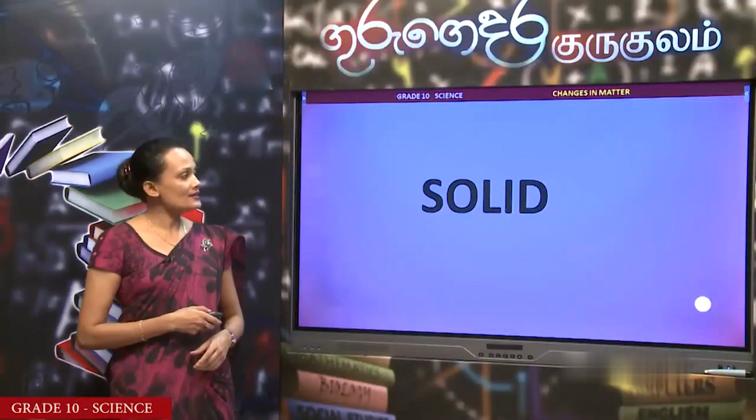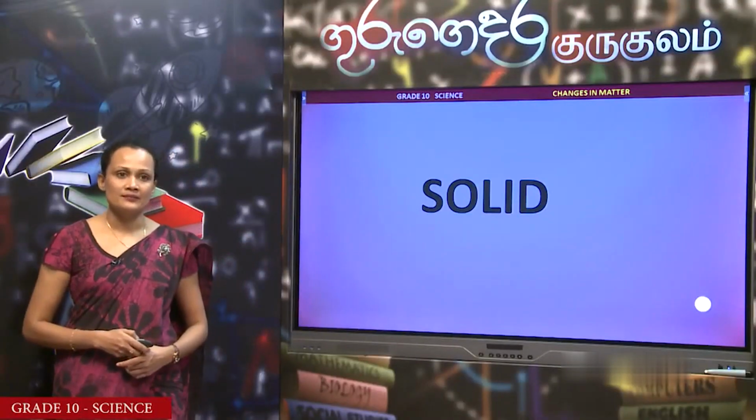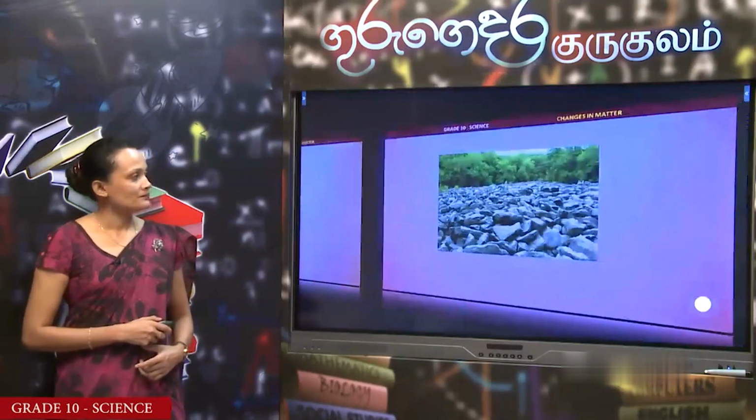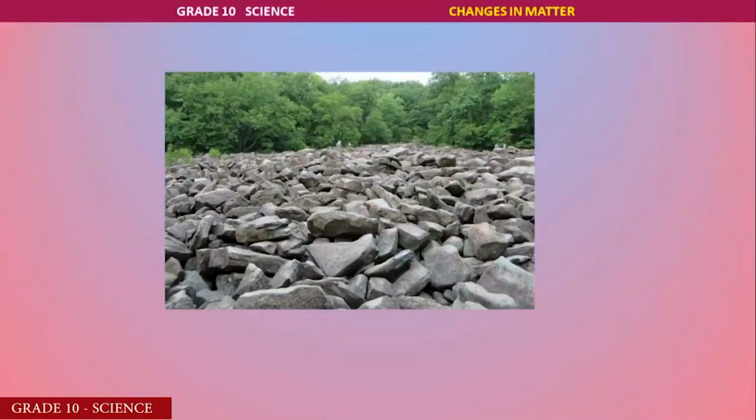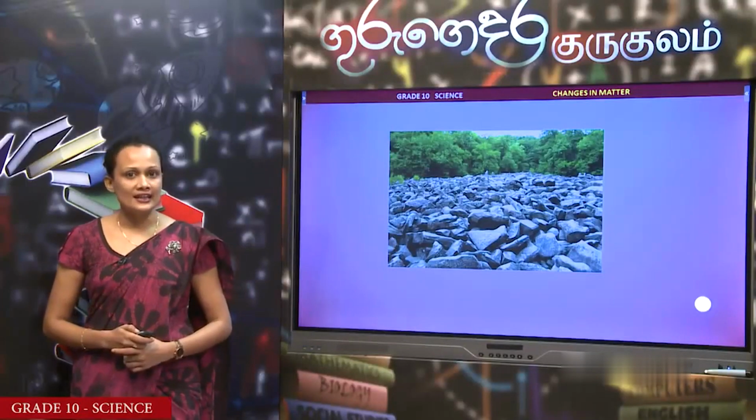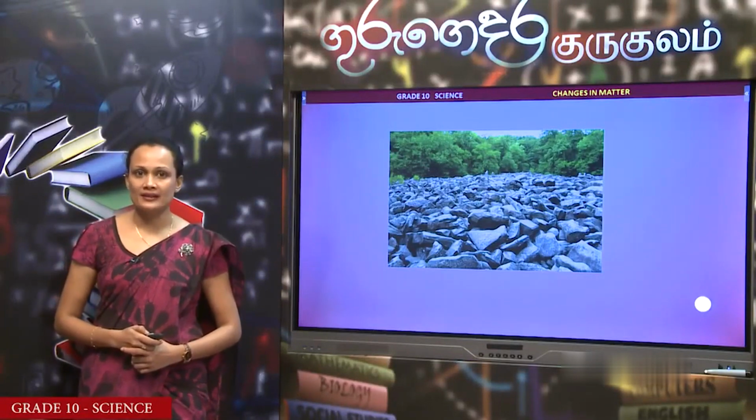So let's see what the reason for that is. Matter can come in different states. One state of matter is solid. Look at this example, rocks. If we consider rocks, they have mass and also take space from the surroundings. That's why we can take rock as a solid matter.